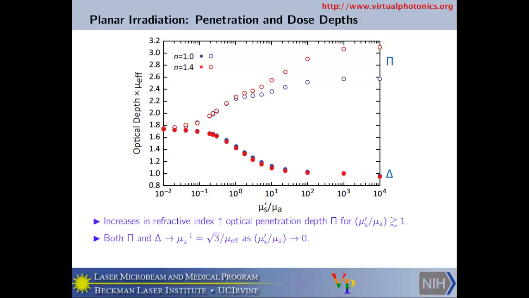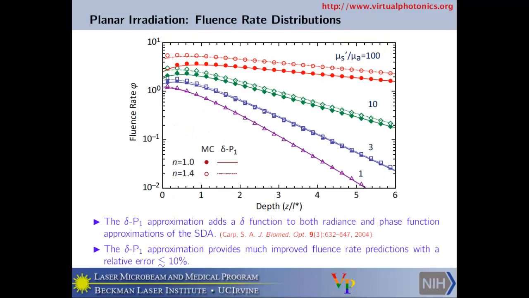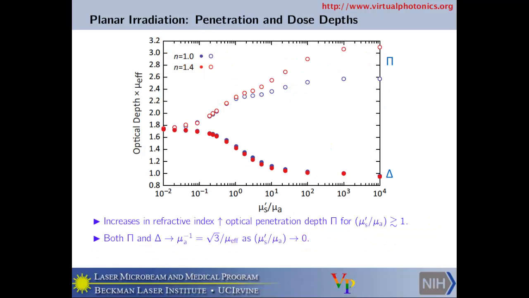Okay, so you see the impact of refractive index. As you saw earlier, when you increase the refractive index mismatch, you get a deeper penetration of the fluence rate. The fluence rate is higher throughout, and you see that here. So for high scattering, you have a much higher penetration when you have refractive index mismatch compared to no refractive index mismatch. But that difference goes away as absorption gets larger, okay? Because the total internal reflection is much less of an issue.